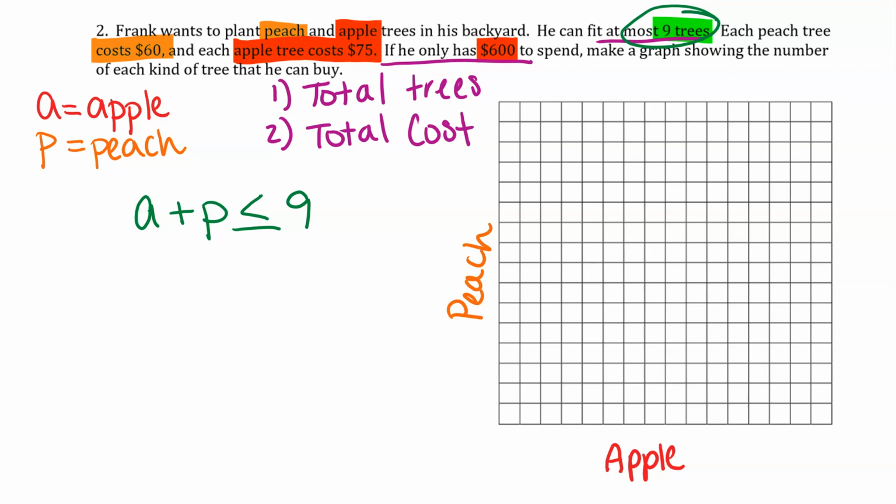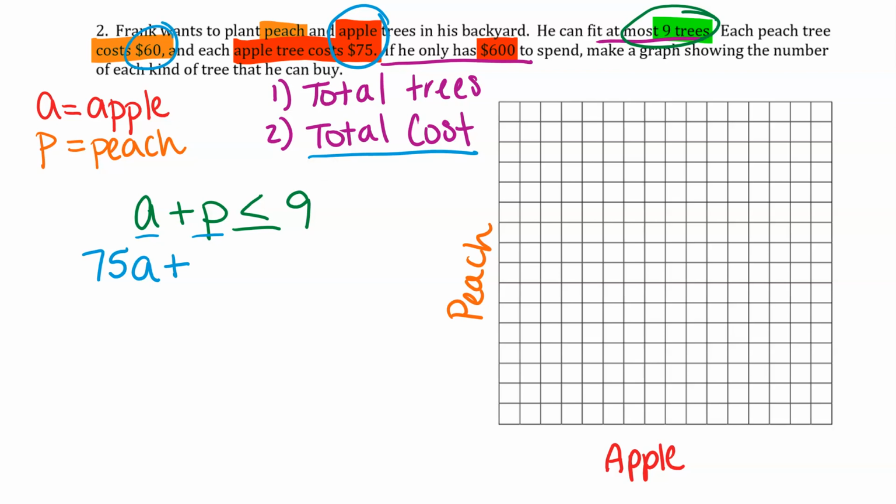The second one is going to talk about the total cost. So we have some information about the peaches and the apple trees. It says apples cost $75. Remember, the A and the P are the number of apple and peach trees. So if I'm talking about cost, it's going to cost me $60 per apple tree. 75 per apple tree, my bad.